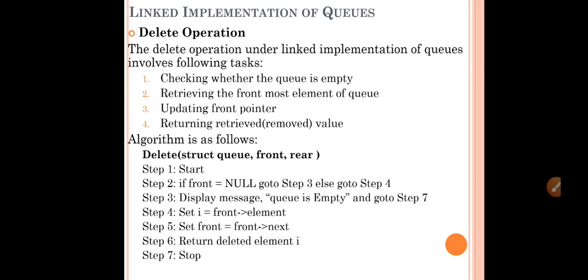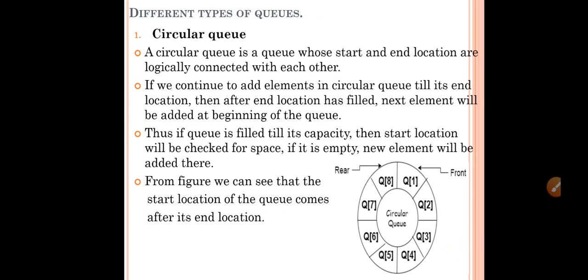that is, step 4 set I equal to front of element. Okay, set front equal to front of next, so we are pointing to the next element because we deleted that element and stored it in the I variable. Return the deleted element, that is I, and stop. Okay, so here it will print the I element. So this is about queue using linked list implementation.